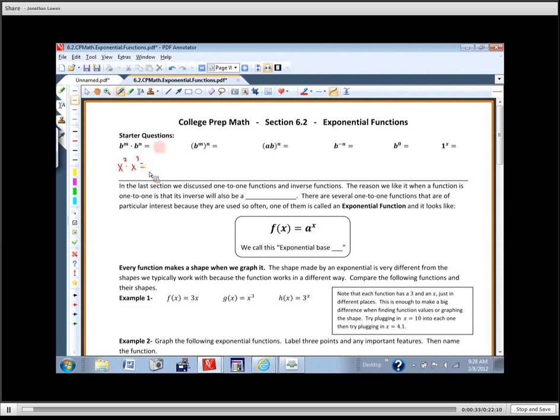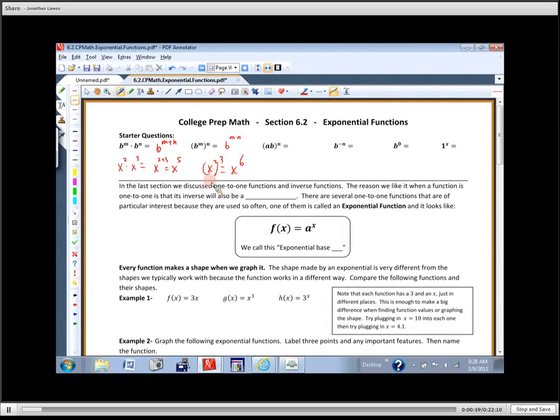I add them. So this is going to be b to the m plus n. So in this case, I'm going to get x to the 2 plus 3, or we just write that x to the 5th, right? What if I have a power raised to a power? What do I do there? Okay, we multiply them. So that's going to be b to the m times n. So if I have x squared raised to the 3rd, that's going to be x to the 6th. Okay, and people get those confused all the time.